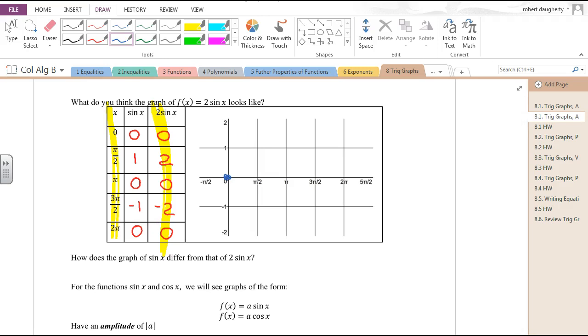Pi over 2, what? 2. Okay. What's the next point? Yeah, pi, 0. 3/2 pi, what? -2. And then 2 pi, 0.